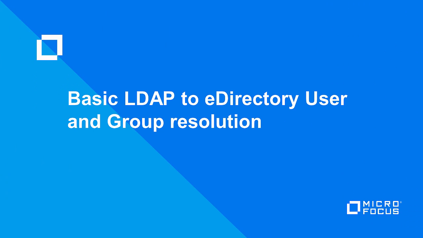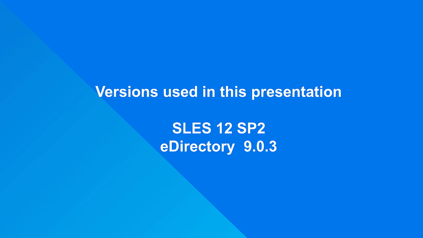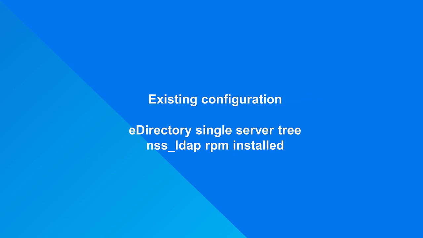Basic OpenLDAP to eDirectory User and Group Resolution. This tutorial is a basic introduction to configuring the OpenLDAP client to resolve users and groups located in eDirectory. The software versions used are SUSE Enterprise Linux 12 SP2 and eDirectory 9.03. This tutorial assumes an existing configuration consisting of a single server eDirectory tree and the NSS LDAP RPM already installed.